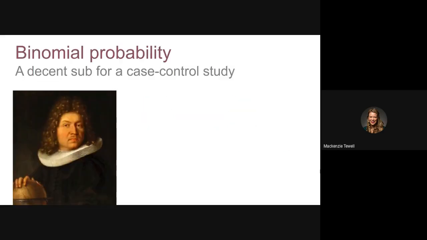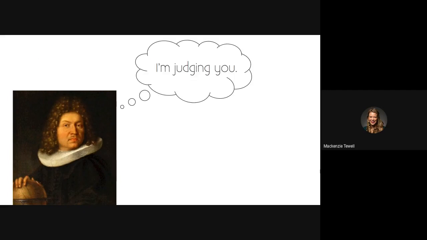Now I want to discuss the use of binomial probability, which can sometimes be a way to determine the need for conducting a case-control study and can also be a great tool for hypothesis generation. This is Jacob Bernoulli, a Swiss mathematician who was born in 1655. He's responsible for the Bernoulli trials, or binomial probability, which is a tool that can be used by epidemiologists to generate hypotheses and can be an alternative to case-control studies.